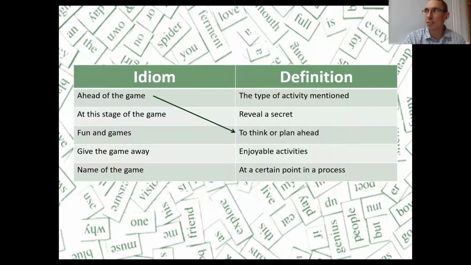So we can use this in context. Are we ready for our trip? Oh yeah, I'm already ahead of the game. Everything is already ready, planned ahead. How about the next one? At this stage of the game. At a certain point in a process. Yes, correct. You got it, at a certain point in a process. So, for example, you could say, at this stage of the game, I think you need a lawyer.